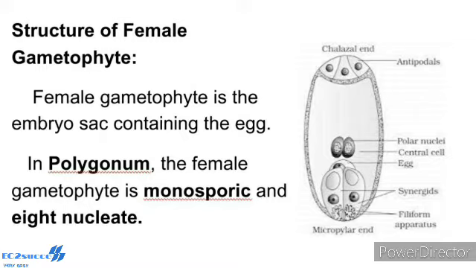The female gametophyte is the embryo sac containing the egg. In Polygonum, the female gametophyte is monosporic and 8 nucleate. After the last nuclear division, the cell undergoes appreciable elongation, assuming a sac-like appearance. This is followed by a cellular organization of the embryo sac.